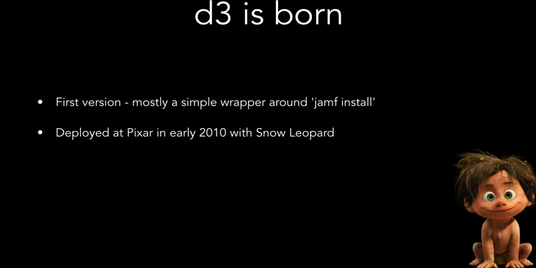We first deployed it in 2010 when we rolled out Snow Leopard. D2 wouldn't actually work in Snow Leopard, so we had to port over 200 packages from D2 and PuppyTime into D3. Since then, we've been constantly improving it. In 2011, 2012, when the REST API for Jamf came out, I basically rewrote it from the ground up, splitting it into two libraries, one for dealing with the API and one for dealing with package management.